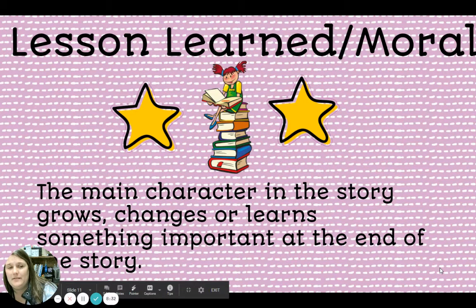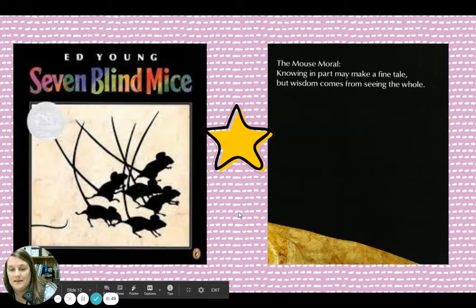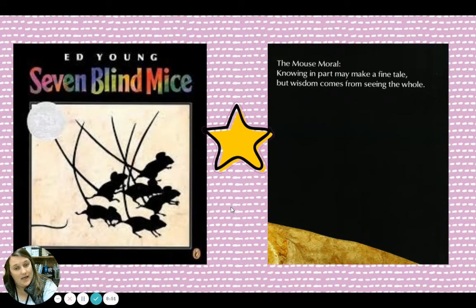All right, next would be getting the lesson learned or the moral. We're going to talk about theme very soon after Thanksgiving break, which is the moral of the story. So the main character in the story grows, they learn something important, and at the end that's kind of stated. For example, we have Seven Blind Mice, this book by Ed Young. The mouse moral: knowing in part may make a fine tale, but wisdom comes from seeing the whole.